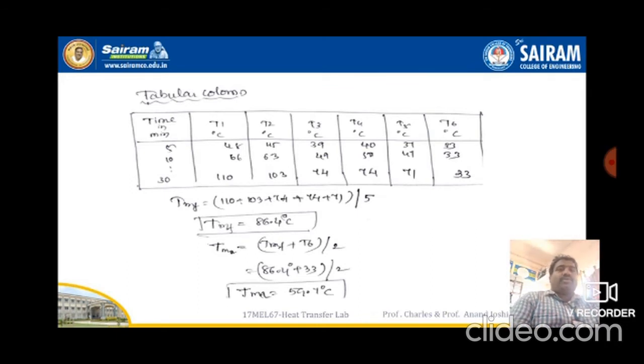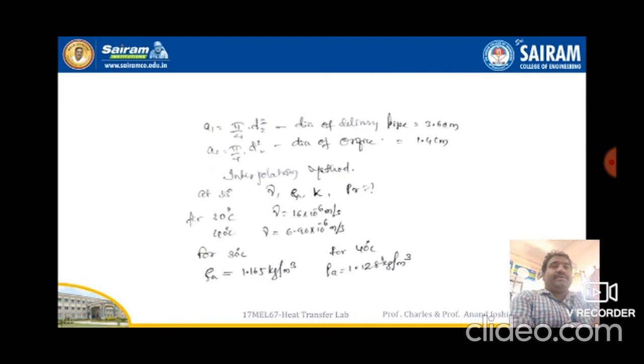Now that we have the steady state temperature readings, we move on to the calculation part, that is TMF, the mean film temperature: 110 plus 103 plus 74 plus 74 plus 71, that is T1 plus T2 plus T3 plus T4 plus T5, divided by 5, and we get 86.4 degrees centigrade. Once we have this, we calculate TMA: TMF plus T6 divided by 2 is equal to 59.7 degrees centigrade. Okay, next.